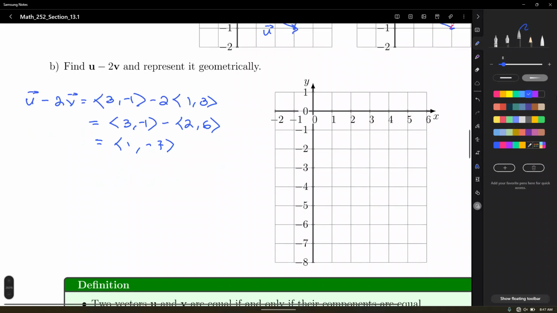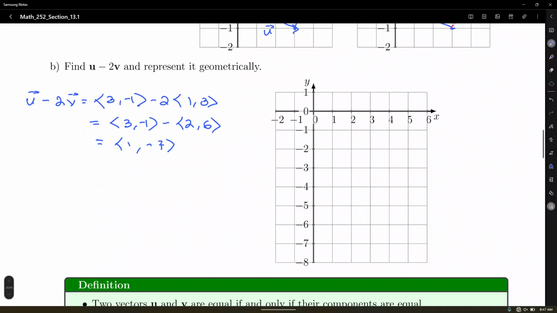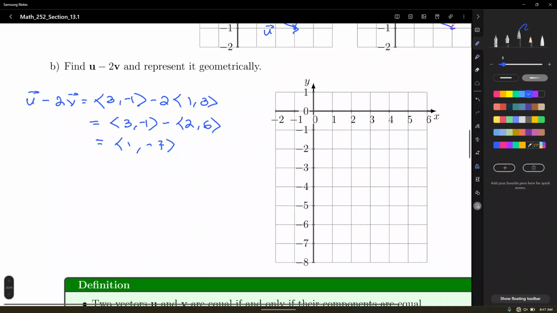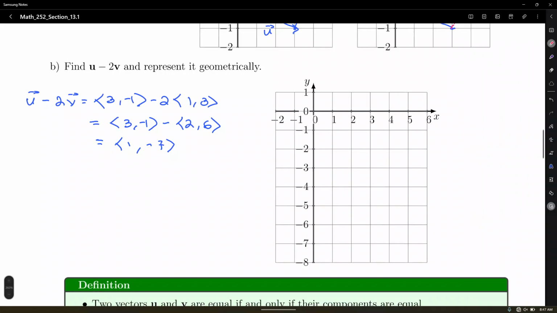So, all right, let me plot that vector. I'm going to go straight to the result, that is 1 and negative 7.